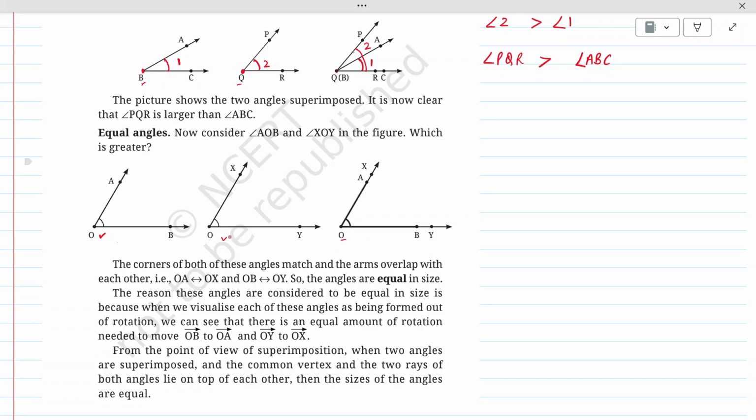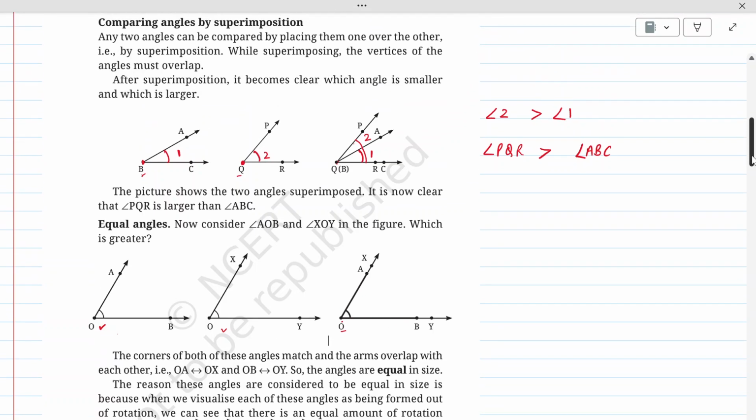Here O of these two is the same point. This is OB and this is OY, and OA and OX are also in the same line. So this is an example of equal angles, where angle AOB is equal to angle XOY. And why are they equal? Because when we have superimposed them, we came to know that both the arms of both the angles are in line with each other.